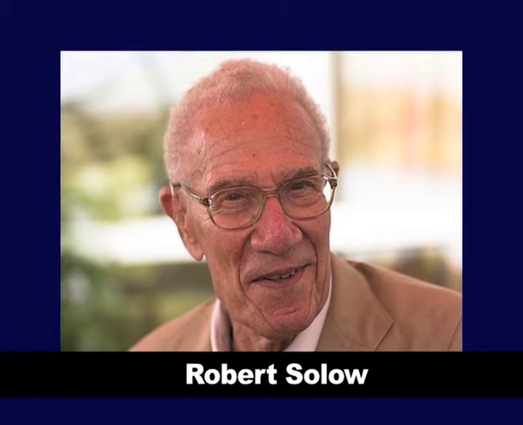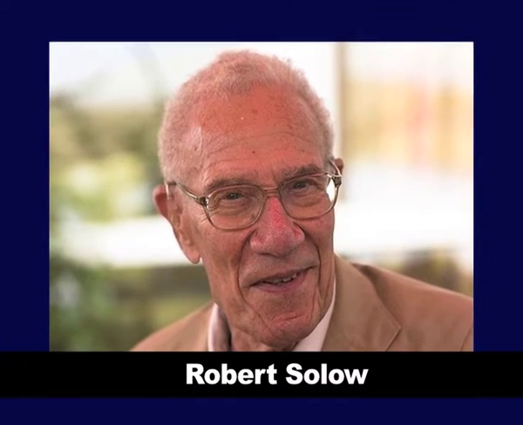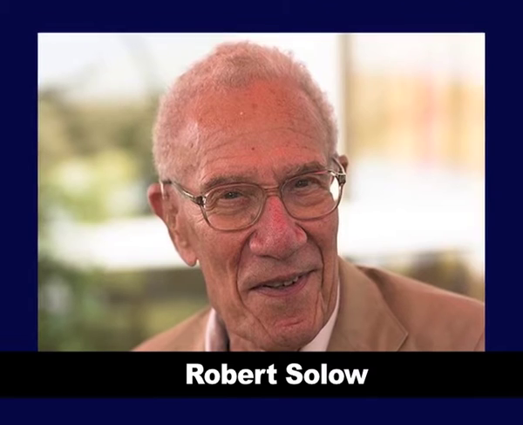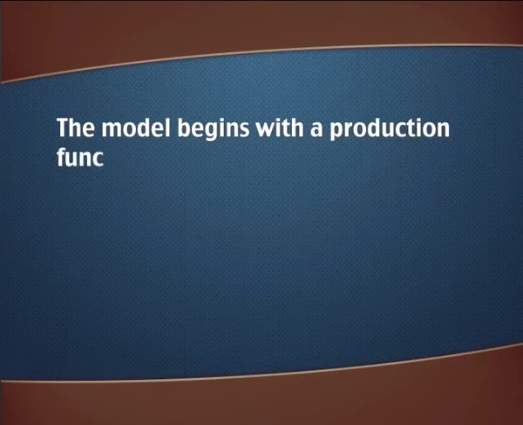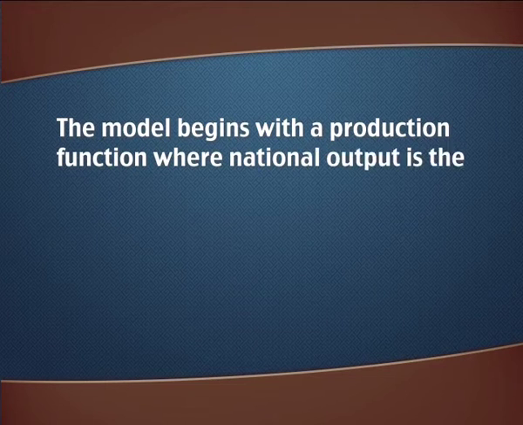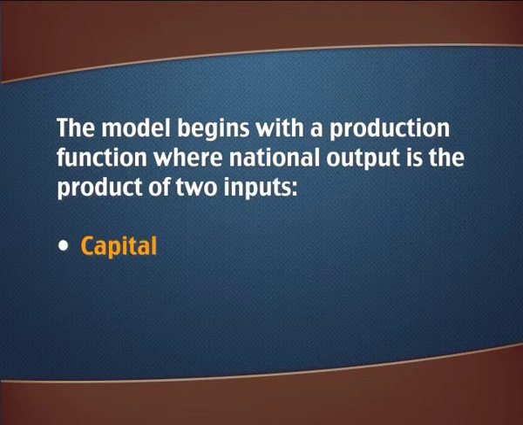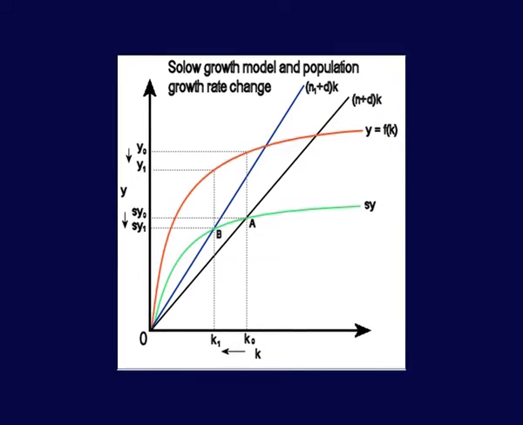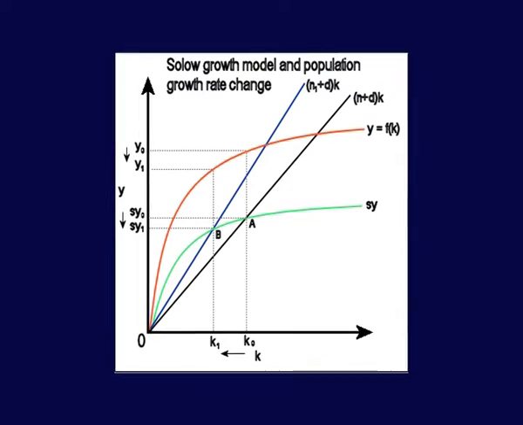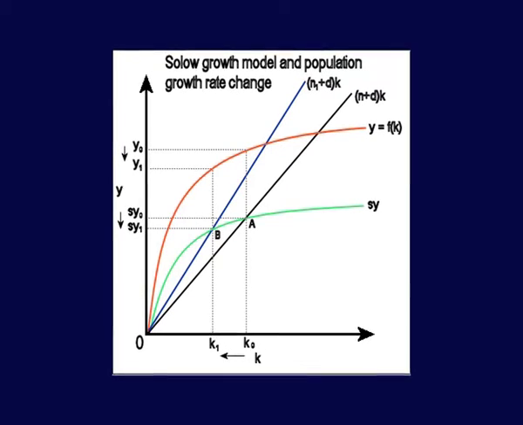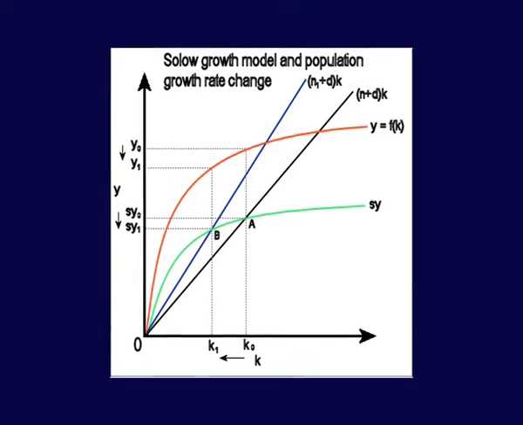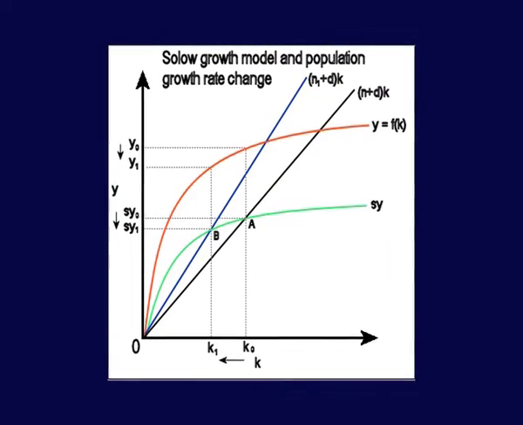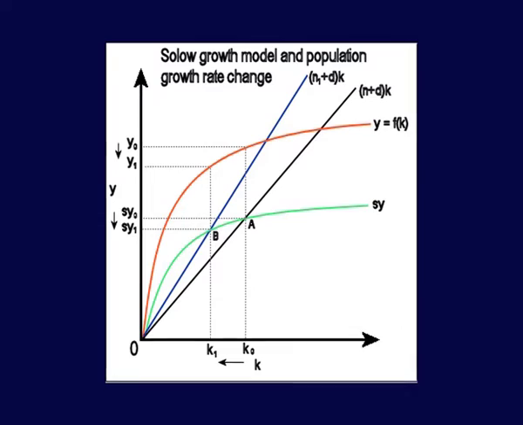The neoclassical growth model of Robert Solow has become a common textbook model for explaining economic growth in the long run. The model begins with a production function where national output is the product of two inputs, capital and labor. Solow's model assumes that labor and capital are used at constant rates, without the fluctuation in unemployment and capital utilization commonly seen in business cycles.